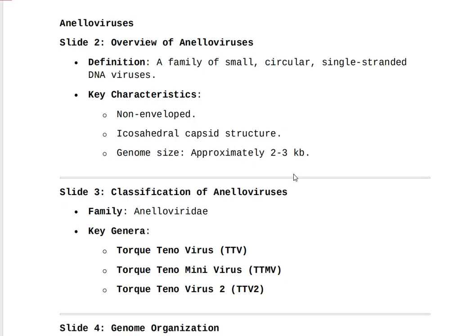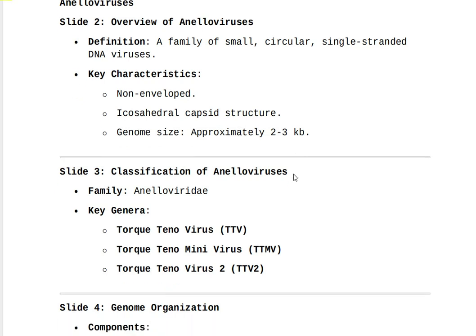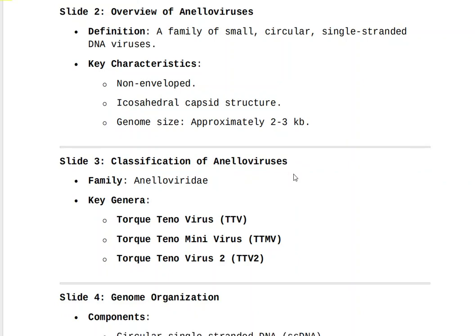So they are small, circular, single-stranded DNA viruses. They don't have an envelope, and their capsid is icosahedral in shape. They are very small, with a genome measuring only about 2 to 3 kb. So that means that the DNA is very small.